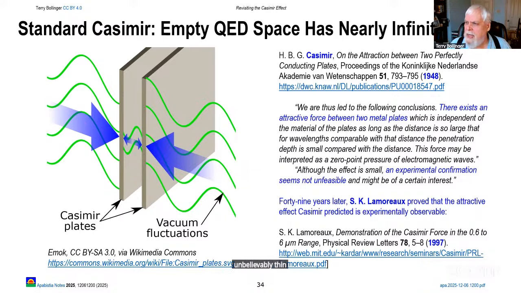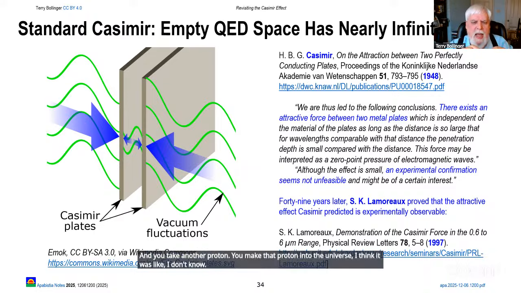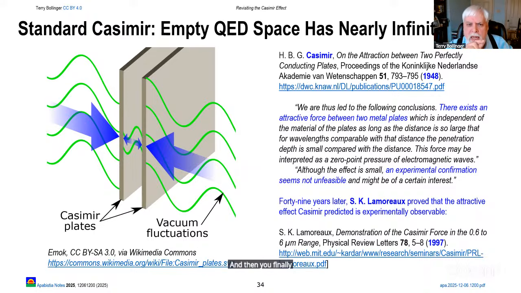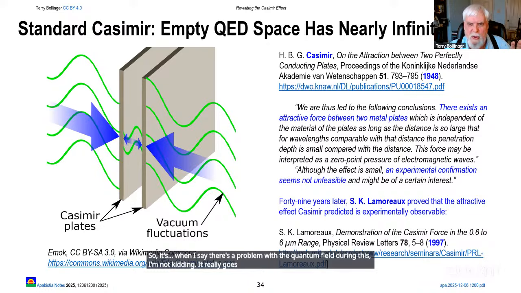I remember I did a calculation once. You take the universe, you look at a proton, then you make that proton into a universe, and you take another proton, you make that proton into a universe. I think it was like, I don't know, 3 or 4 times. And then you finally get how sharp of an edge you need to keep the vacuum from collapsing. So when I say there's a problem with the quantum field theory in this, I'm not kidding. It really goes crazy on trying to go to the finest levels of detail.